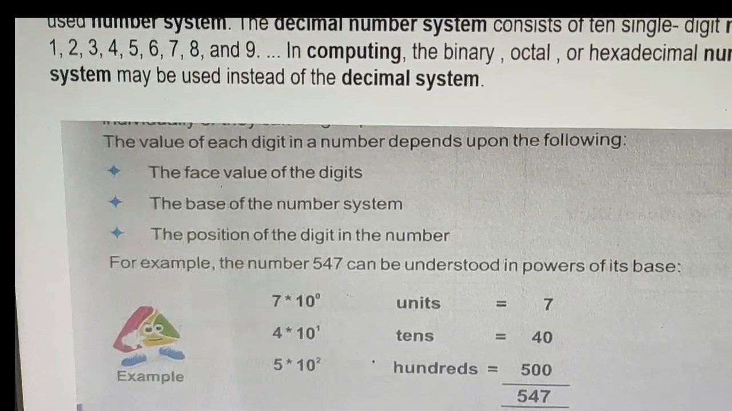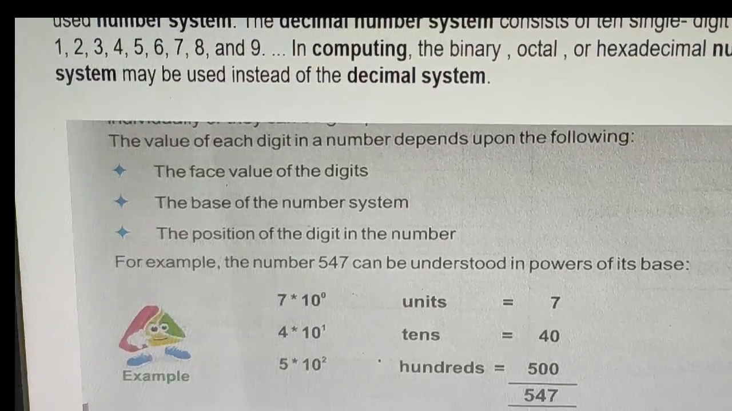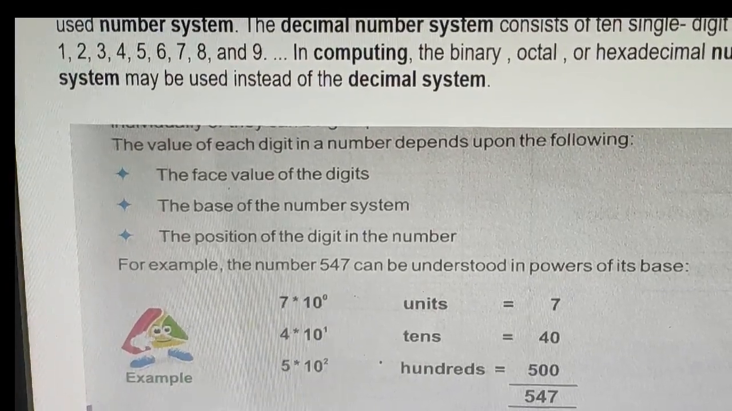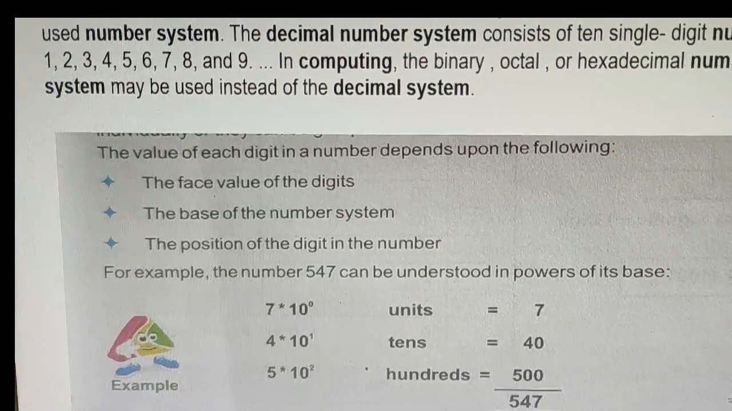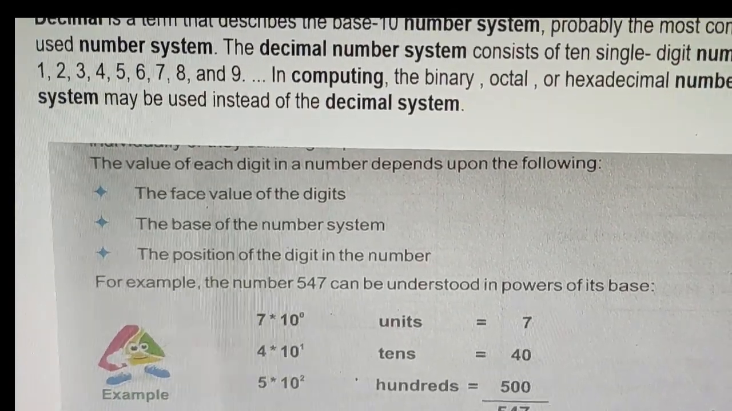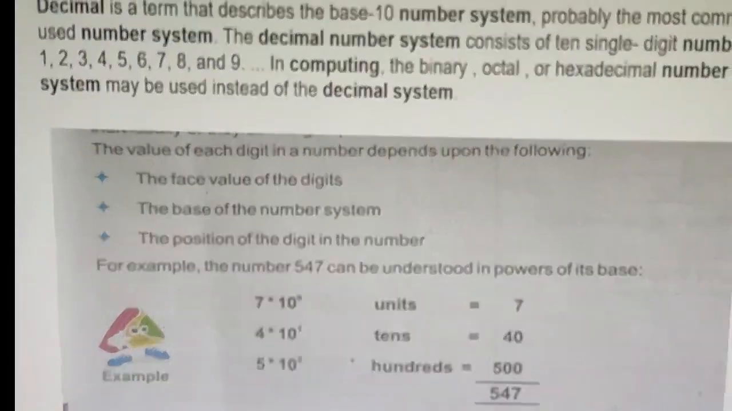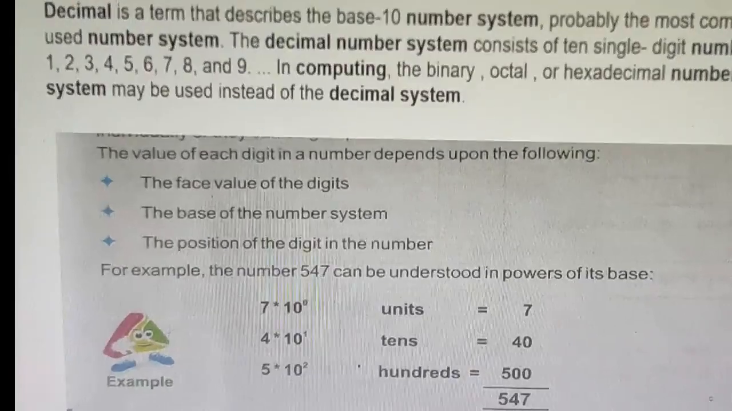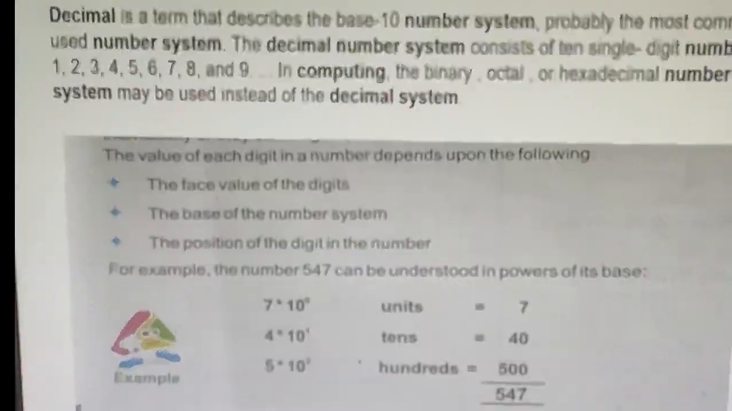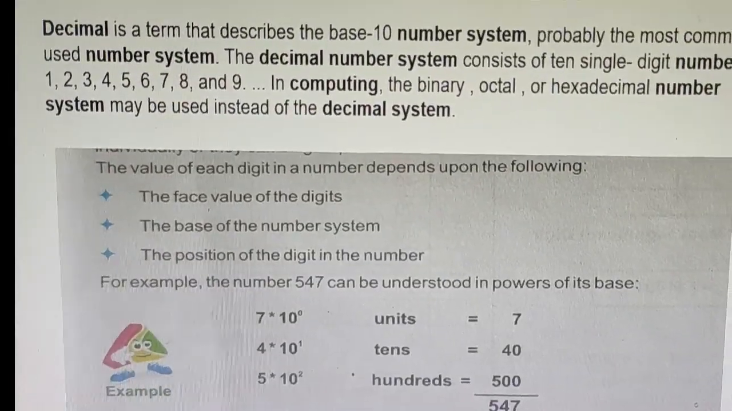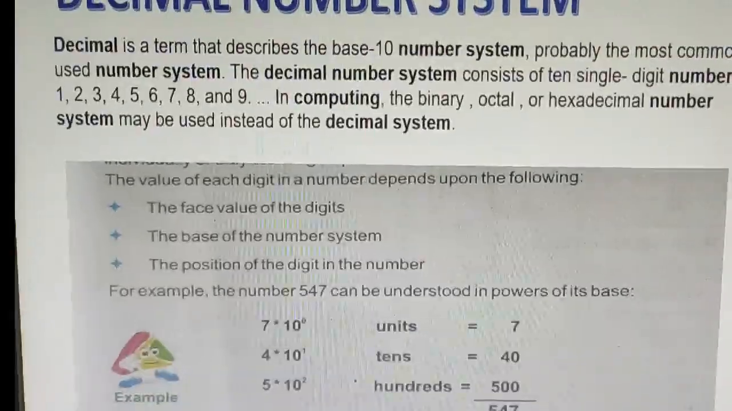Now 10 to the power 1, it is increasing from the right hand side. See, 10 to the power 0, then 10 to the power 1, then 10 to the power 2. Now it is 10 to the power 1. The value of 10 to the power 1 is 10. So 4 into 10 is equal to 40. Now 10 to the power 2 equals 100. Now 5 into 100 is 500. So when we sum up all these numbers, we will get 547.